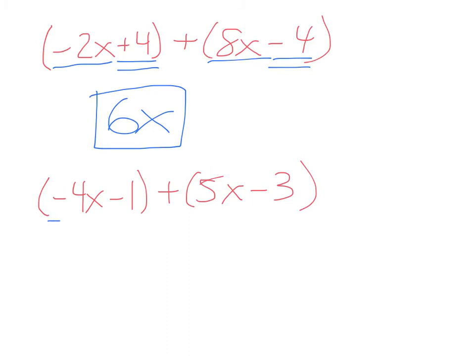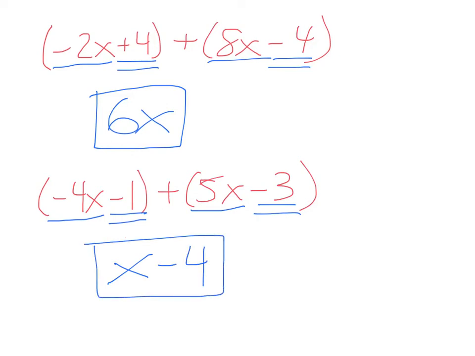On the second one, I have negative 4x and 5x. Well, negative 4x and 5x is just x. And then I have negative 1 plus negative 3, which is negative 4. So I have x minus 4. Did you get both those correct? I knew you did.